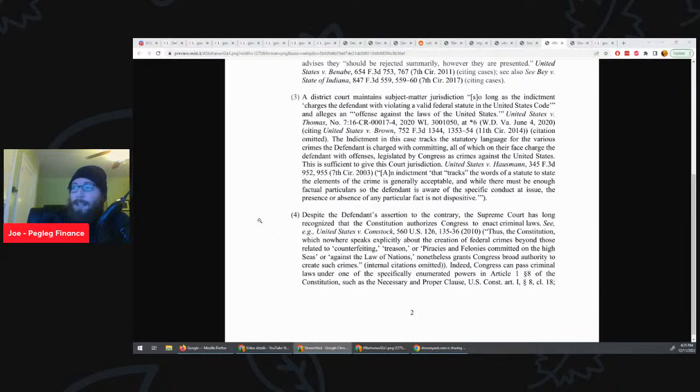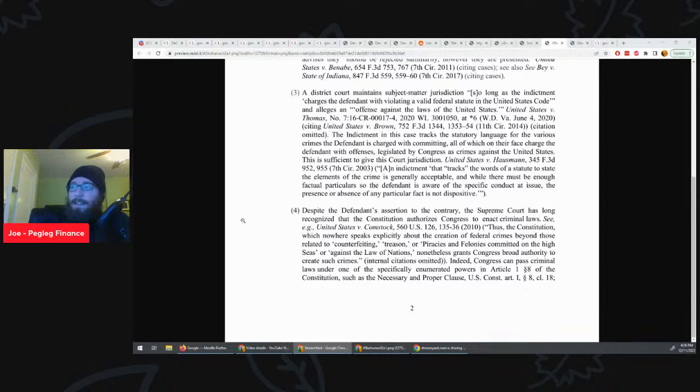United States versus Houseman, 7th Circuit, 2003. An indictment that tracks the words of a statute to state the elements of the crime is generally acceptable. And while there must be enough factual particulars so the defendant is aware of the specific conduct at issue, the presence or absence of any particular fact is not dispositive. So that is in effect the federal criminal equivalent of Civil Procedure Rule 8A, which we've discussed in the last couple Delete Laws live streams about the pleading standards. You don't have to plead everything, you just have to plead enough that a crime could be there.